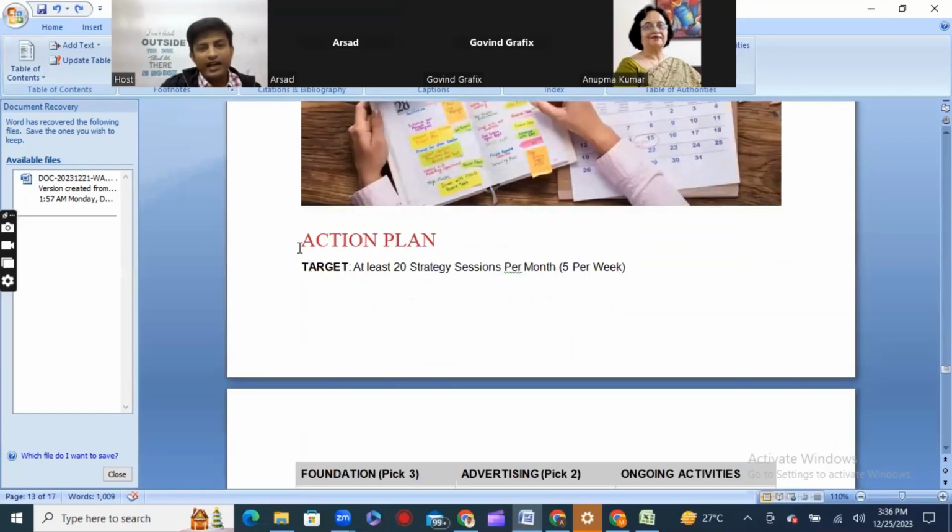So this is the target action plan: 20 strategy sessions per month. This is the minimum. You can increase it, okay. What is a strategy session? That is, you are talking with the clients one-to-one. You are demonstrating to them your product and services, okay. You should try at least 5 per week, okay.